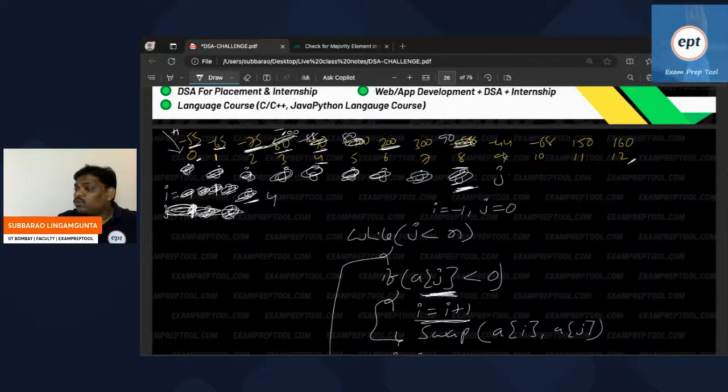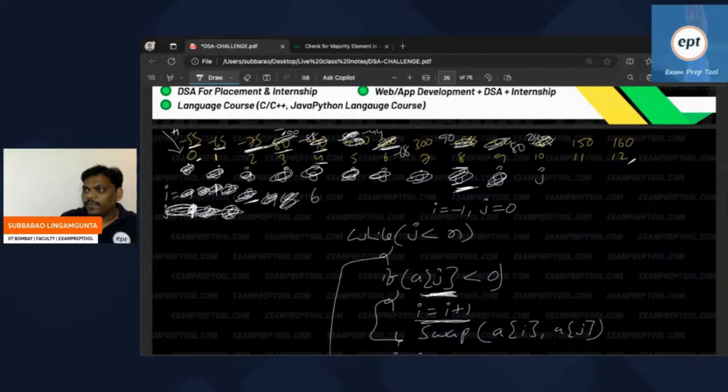j will ask, are you positive? No. Then increment i by 1, and swap i and j. So 40, minus 44 and 8. Next one, as usual, j will increment. Are you positive? No. So i will increment by 1. Whenever not positive, i will increment by 1, swap it. i value 6, so it will become minus 68, it will become 200.